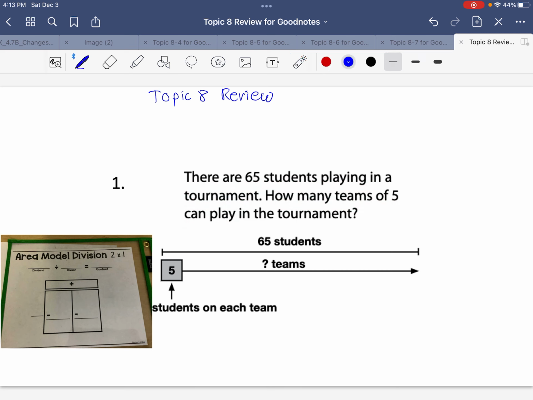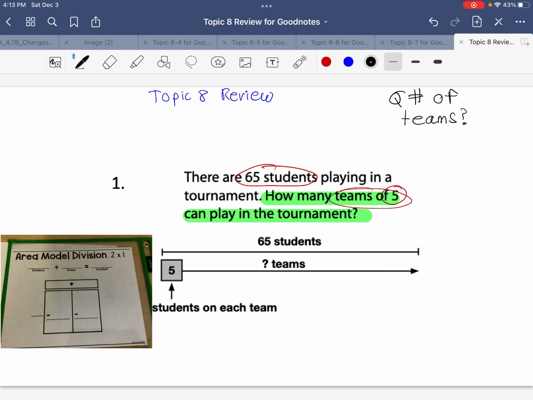So I'm going to do my cube, circle my important numbers, 65 students, teams of 5. Okay, I'm going to underline my question. How many teams of 5 can play in the tournament? So I'm going to rewrite my question over here. It's looking for number of teams.